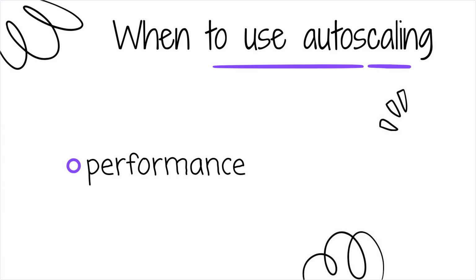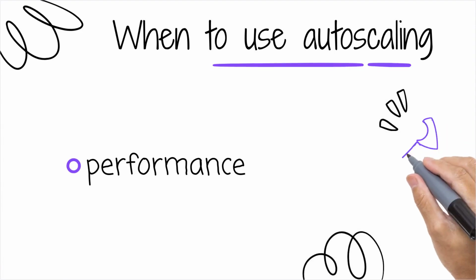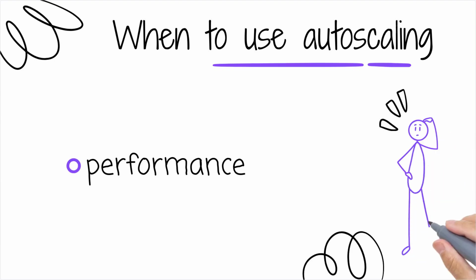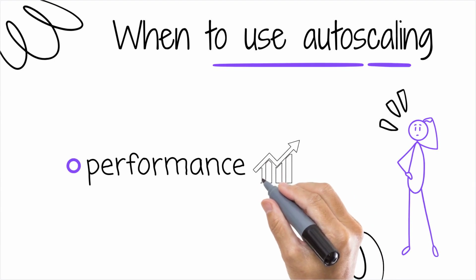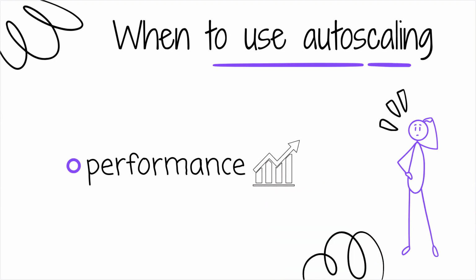Performance. Autoscaling lets Spanner automatically add compute capacity to an instance when a workload changes or there is an increase in data storage requirements. This helps maintain workload performance objectives.